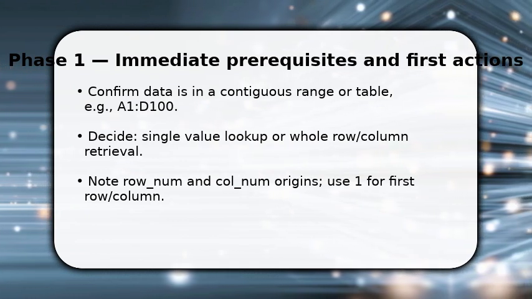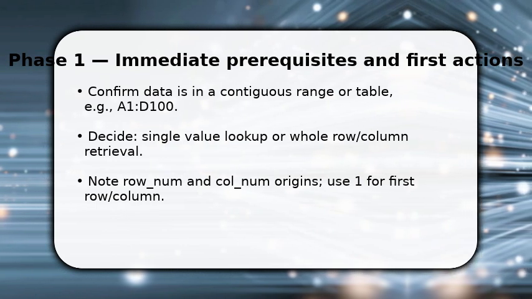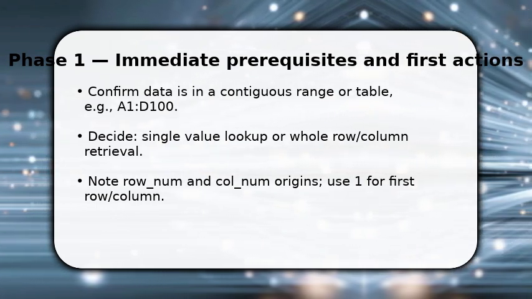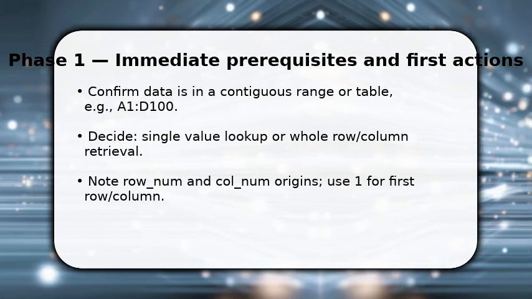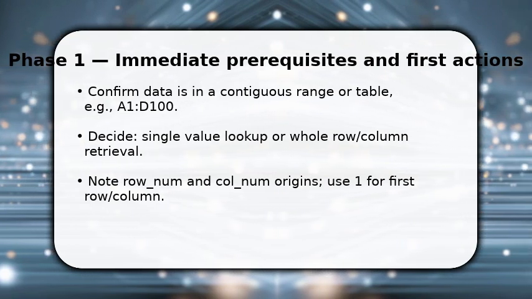Next, set your row num and column num logic. Use 1 for the first row or column. If you plan dynamic lookup, prepare MATCH formulas now to return numeric positions. Once done, place the INDEX formula in the destination cell and keep the source range visible for testing.